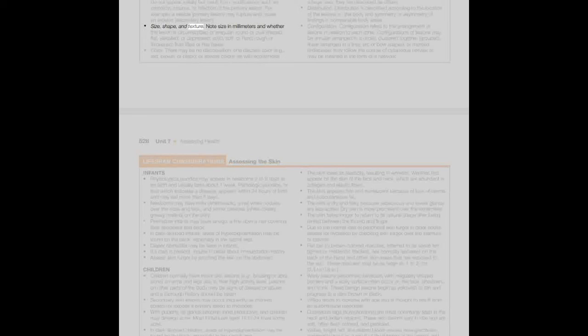Size, shape, and texture. Note size in millimeters and whether the lesion is circumscribed or irregular, round or oval shaped, flat, elevated, or depressed, solid, soft, or hard, rough or thickened, fluid-filled or has flakes. Color. There may be no discoloration, one discrete color, for example, red, brown, or black, or several colors, as with ecchymosis.